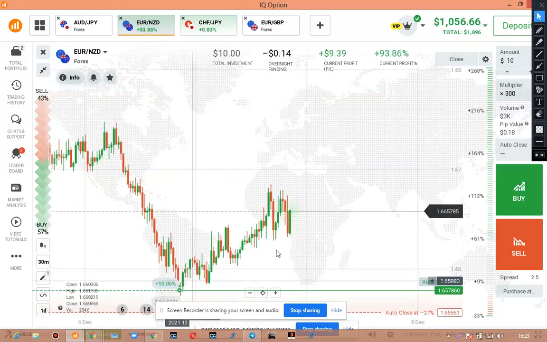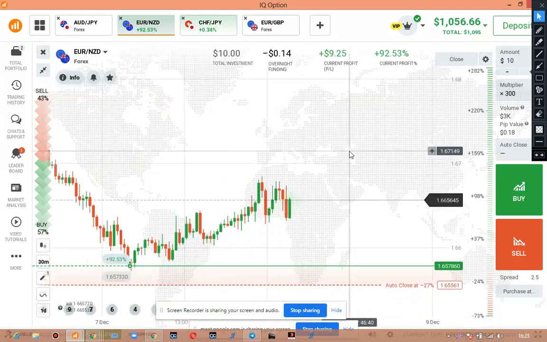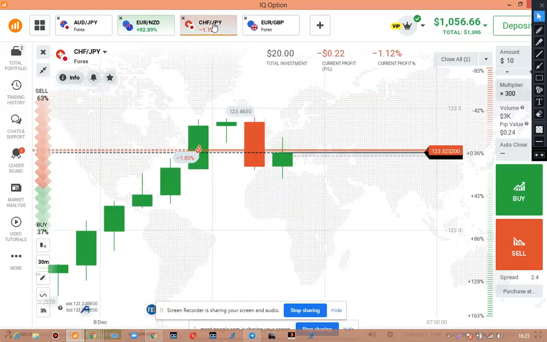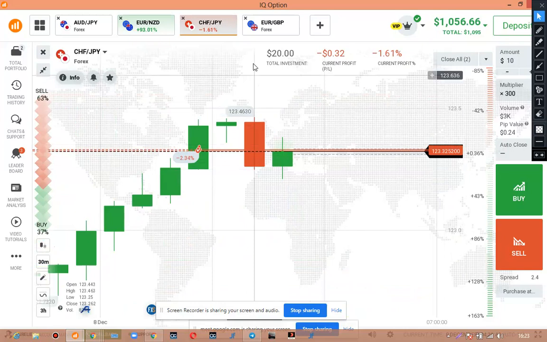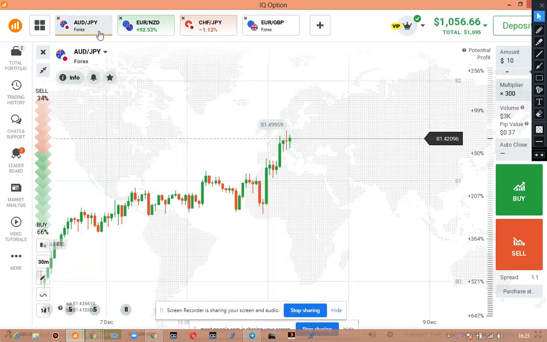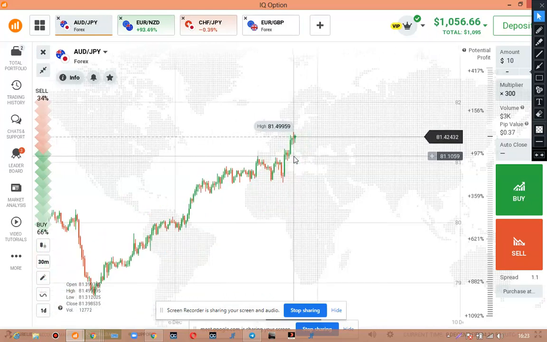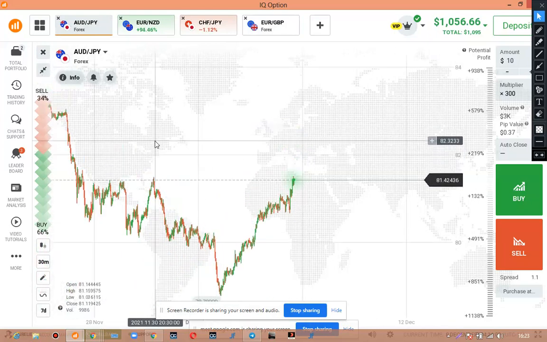This was my entry point and this is my stop loss level. The market is still going bullish. Here I'm expecting a bearish move as well. Also on AUD JPY, I'm expecting a sellers' candle. You can see only a few sellers entered. This is not the kind of candle I was hoping to see from this level.